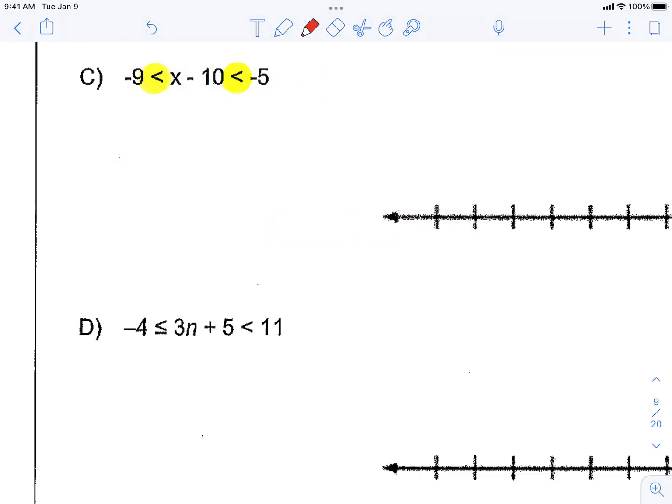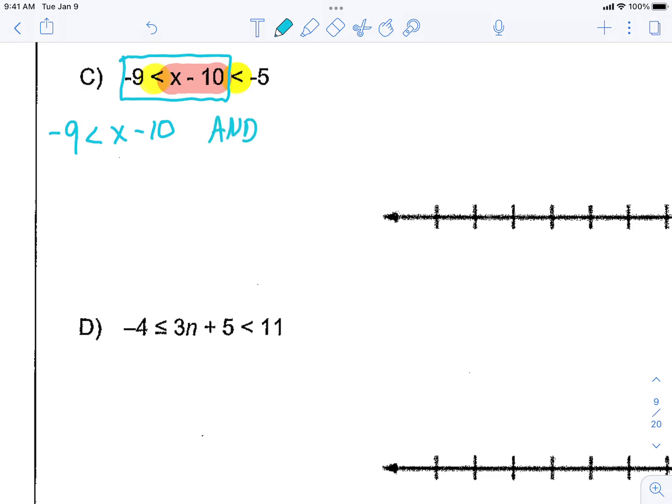Now, very important is how to separate these. You take the middle and give it to the left side, and you take the middle and give it to the right side. Here's what I mean. Starting on the left side, I have -9 is less than x minus 10. And then I stop because I already did the middle there. That is one of them.